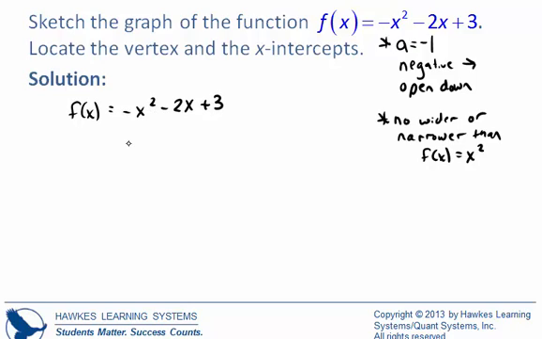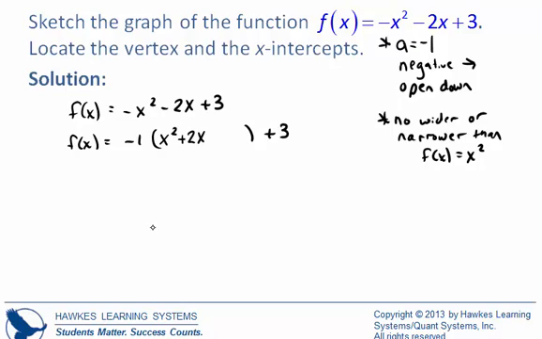So the first thing that I'm going to do is pull that negative 1 in front of the x squared out of the first two terms. And I'll leave the plus 3 tacked on the end. So if I take a negative 1 out of a negative x squared, that's going to leave me x squared, because I know negative 1 times x squared is negative x squared. And if I take a negative 1 out of a negative 2x, that's going to leave me a positive 2x.